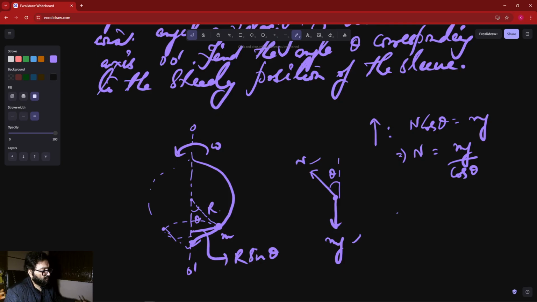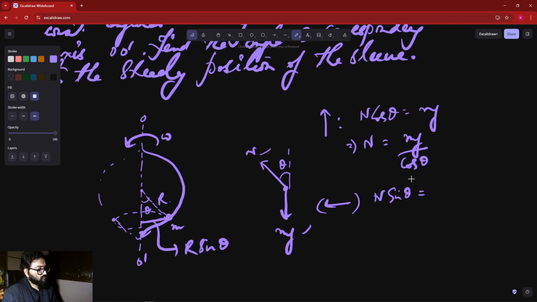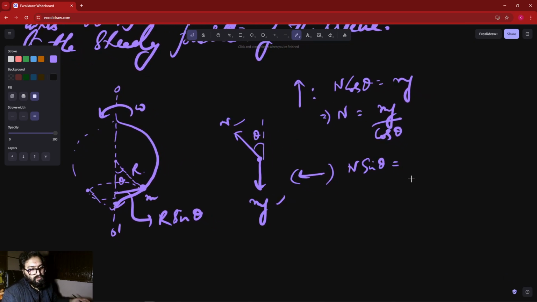In the horizontal direction, I'll have just one component of N, which is nothing else but N sine theta, and this component of N is actually providing the centripetal force to the sleeve so that it moves in a circular path of radius r sine theta. So N sine theta is going to be equal to m omega square times the radius, that is r sine theta. Sine theta gets cancelled.